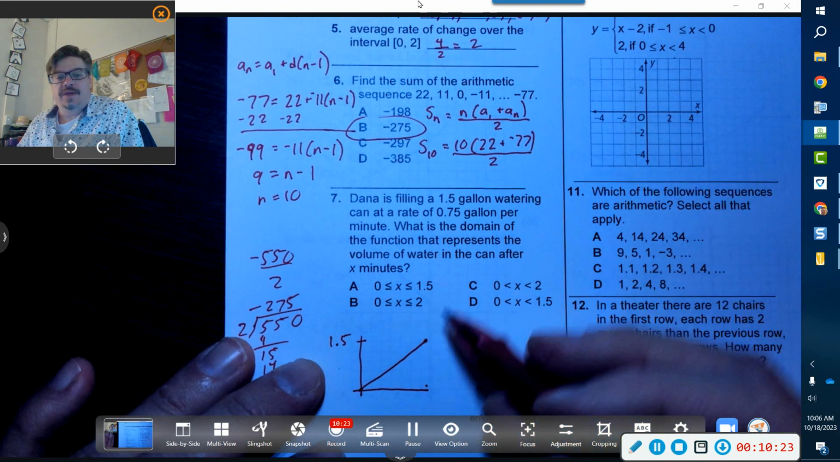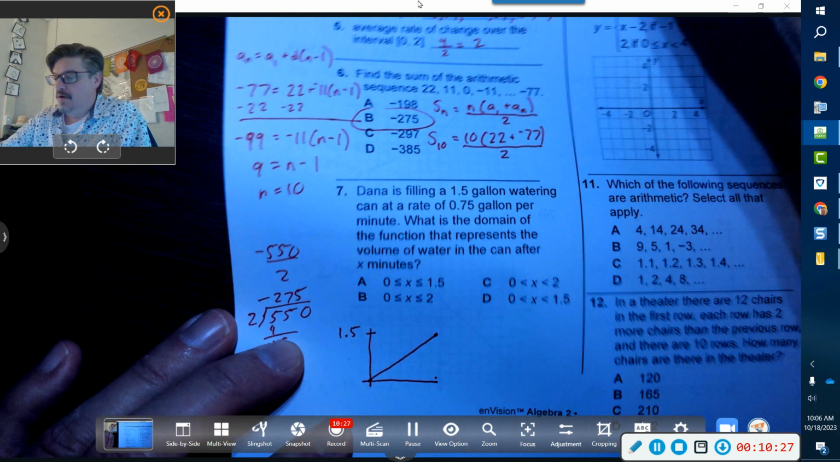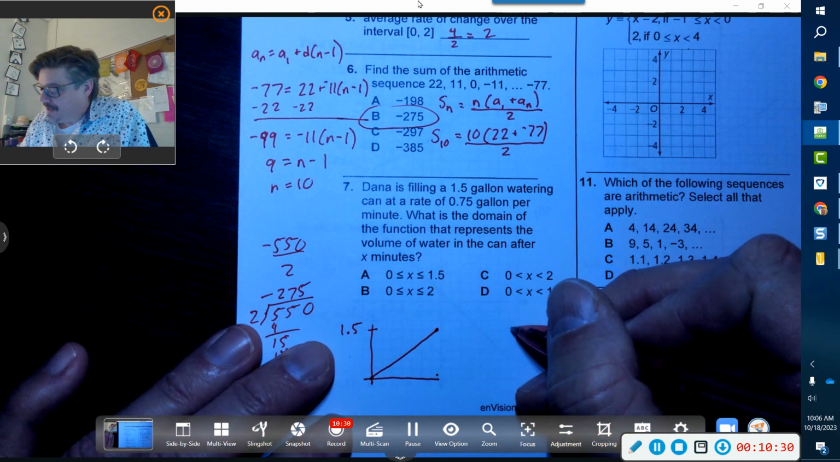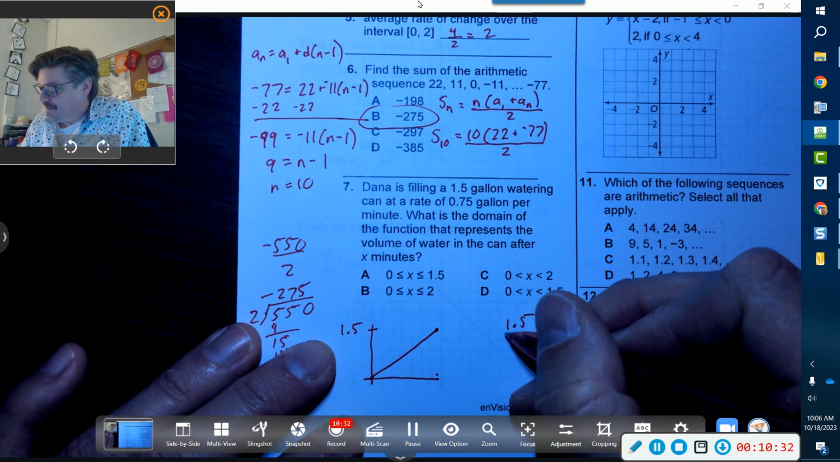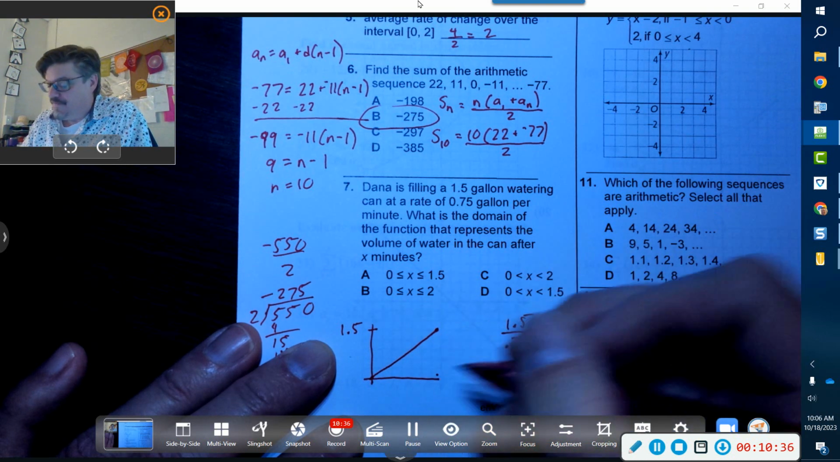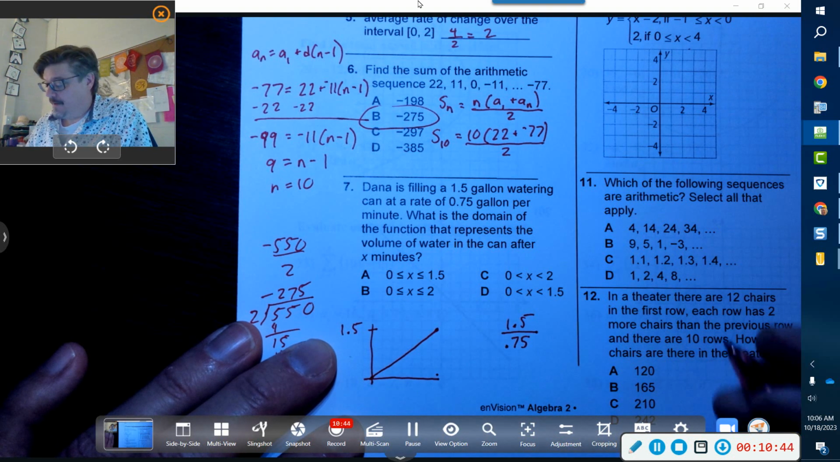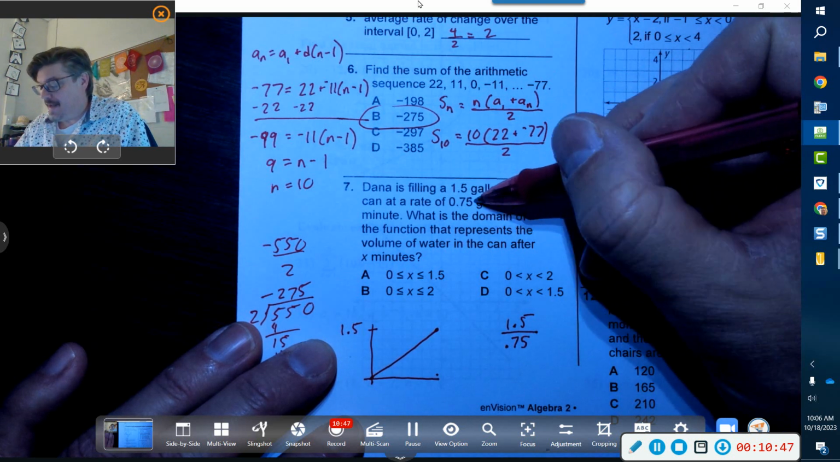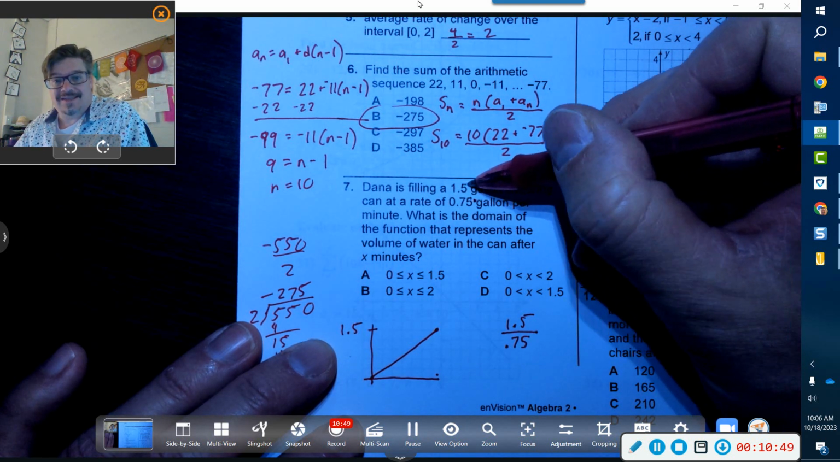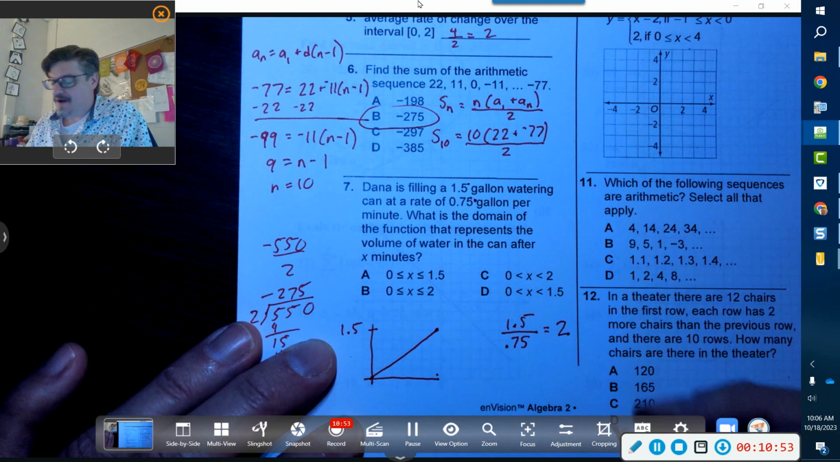We just have to know how long it took to get to here. So what we're going to do is take the 1.5 and divide it by how many gallons she can fit per minute, because we want the x-axis to be minutes. So how long would it take for this to fill up? Well, if I'm doing this every minute, then in order to get to here, that is a total of 2. So you have to divide those two.